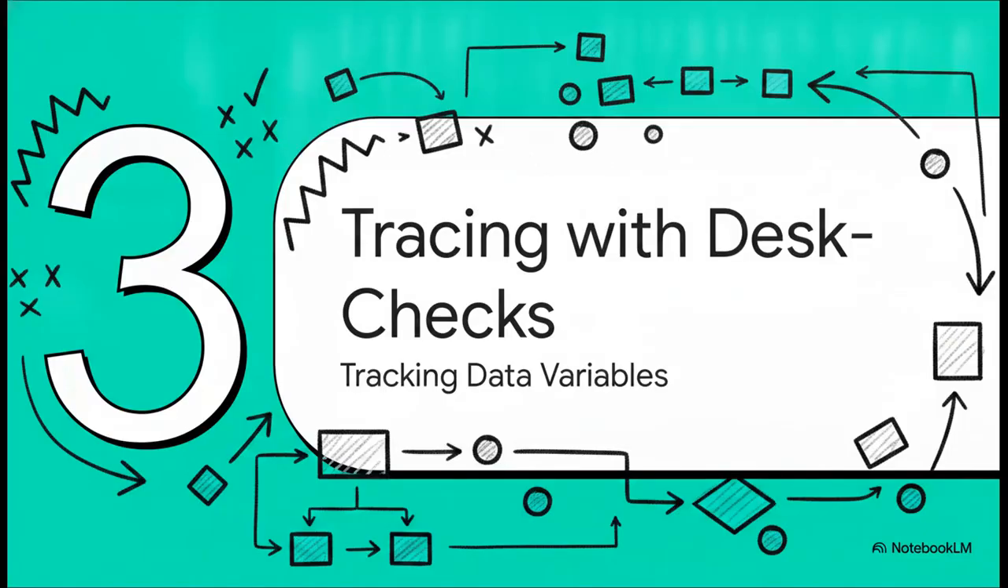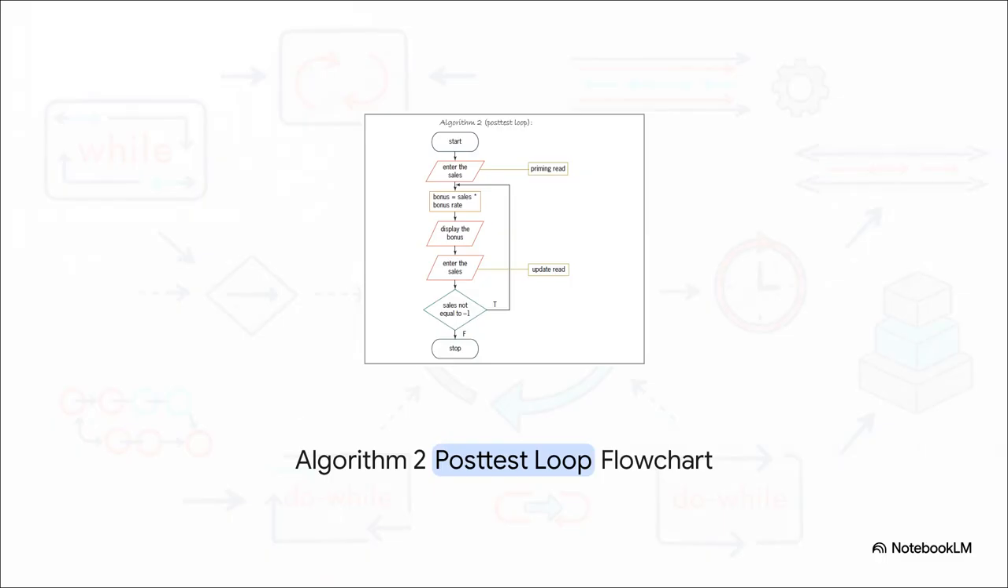Okay, Section 3, tracing with desk checks. This flowchart perfectly maps out the logic for a sales bonus program for Miller Incorporated. Just look at the visual structure for a second. You can clearly see that decision diamond hanging out at the very bottom of the loop. That means all the processing, like calculating the bonus by multiplying the sales by the bonus rate and displaying it, all of that happens before the condition is ever even looked at.